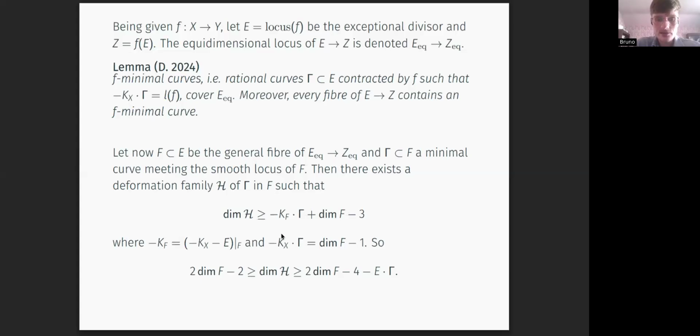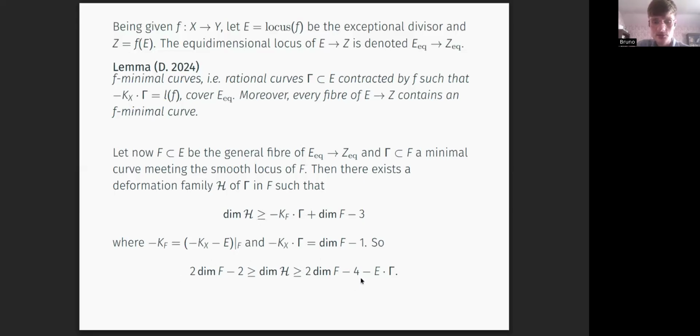Okay, but I know that minus K_F I can obtain via adjunction if I've taken my fiber F to be general enough so that it is locally complete intersection in E. In that case, minus K_F is equal to the restriction of minus K_X minus E to F. And by the submaximal length hypothesis, I have minus K_X times gamma is equal to the dimension of F minus 1. So, yes. And this gives out this following chain of inequalities. I have this first inequality, which is thanks to Cho, Miyaoka, and Shepherd-Barron. And this second inequality follows from the one on the top, right?